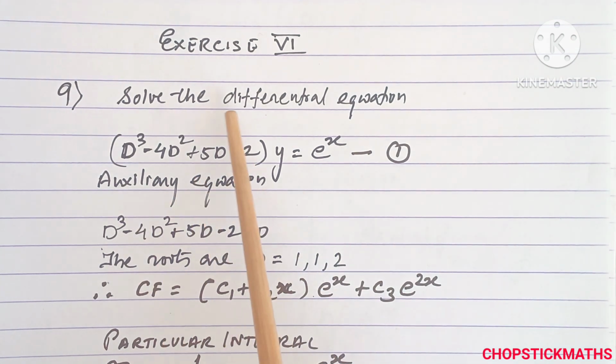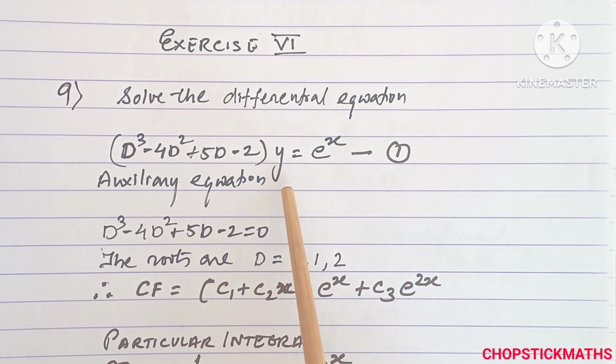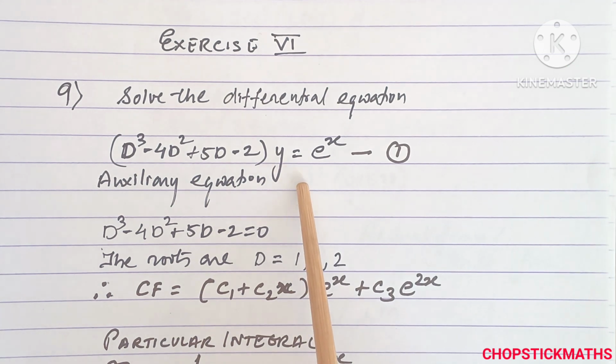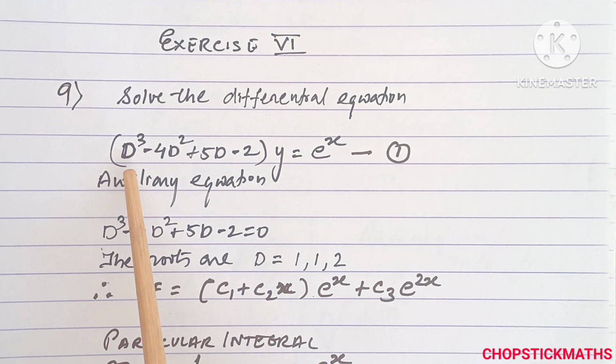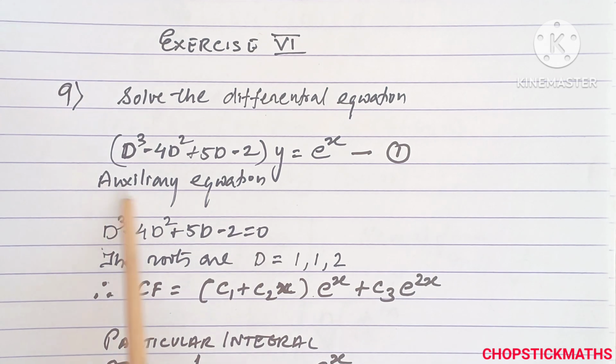Now, to find the solution of this differential equation, the solution will have two parts, the complementary function and the particular integral. So let us first find the complementary function. So consider this part D cube minus 4D square plus 5D minus 2. If you equate this part to 0, that is D cube minus 4D square plus 5D minus 2 is equal to 0, this is called the auxiliary equation. And then find the roots of this equation. The roots of this equation are D is equal to 1, 1, 2.